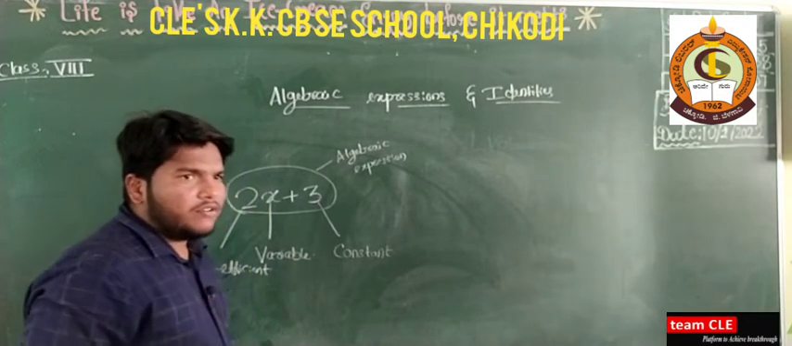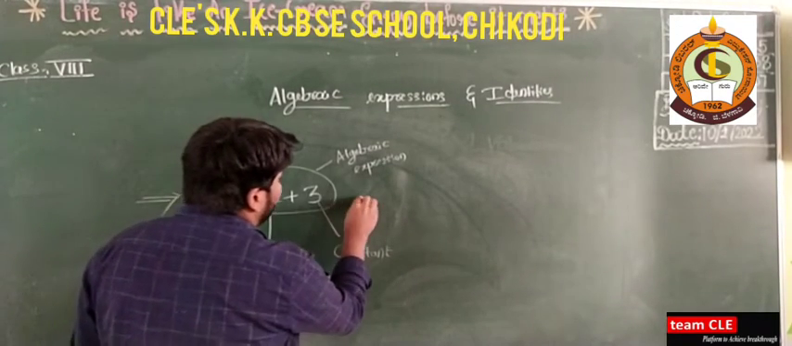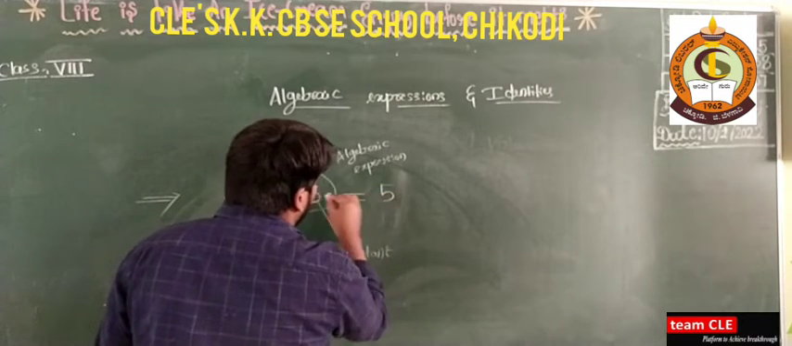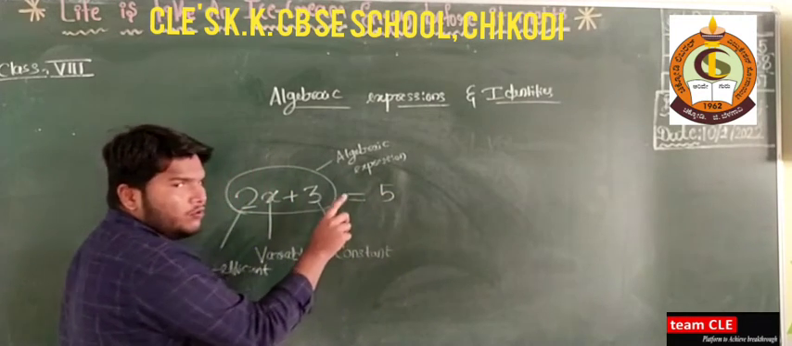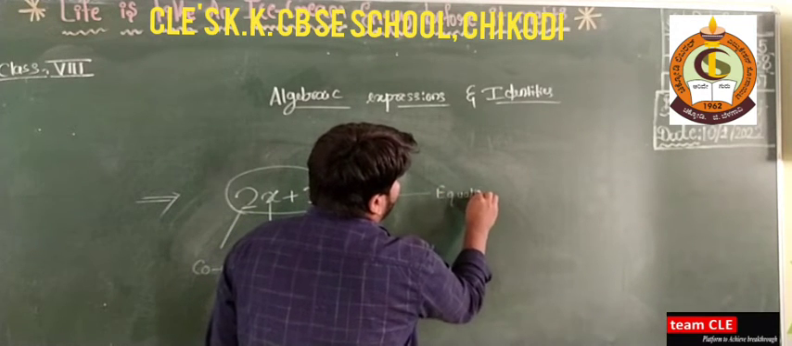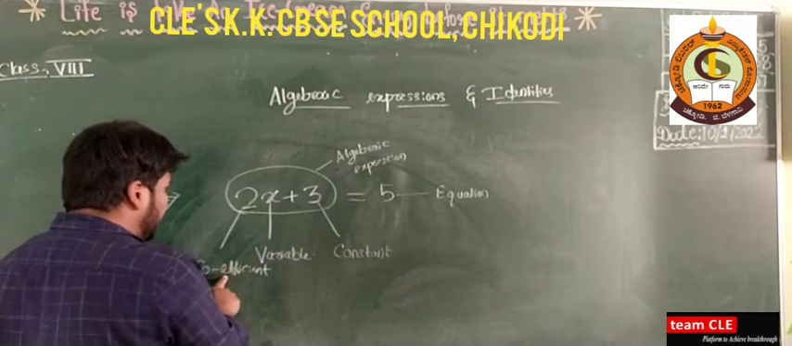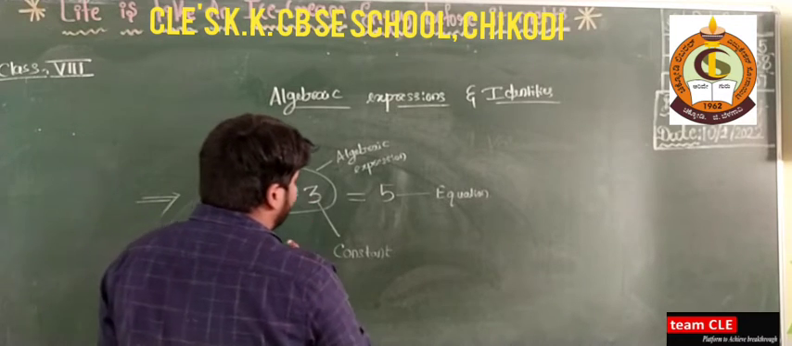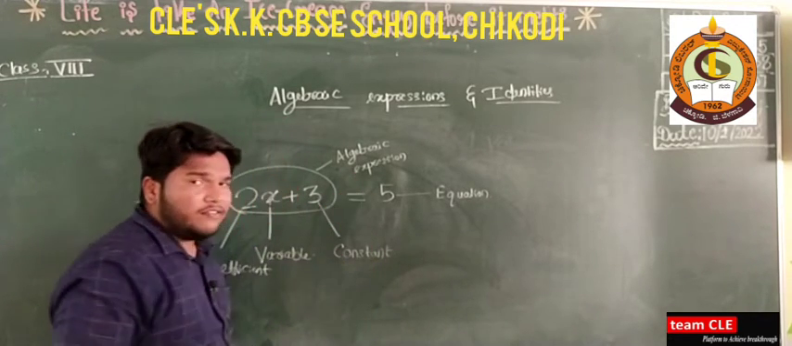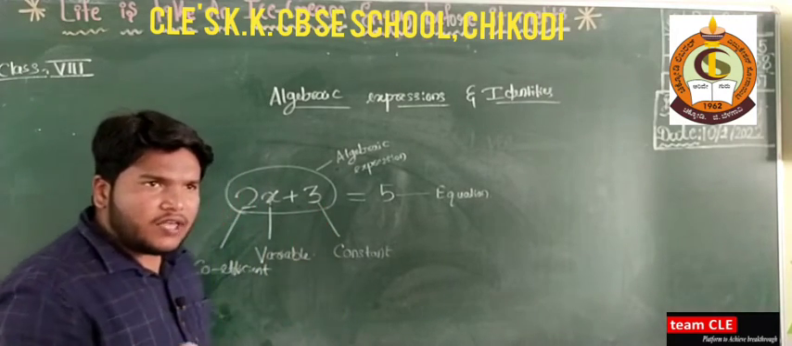Now we say what an equation is. 2x plus 3 is an algebraic expression. If we introduce an equal sign, which equals 5, then 2x plus 3 is equal to 5. This we say is an equation. So 2x plus 3 is an algebraic expression. 2 is a coefficient, x is a variable, 3 is a constant. If we introduce 2x plus 3 is equal to 5, then it is an equation.